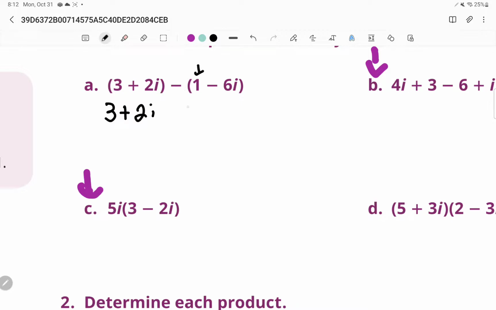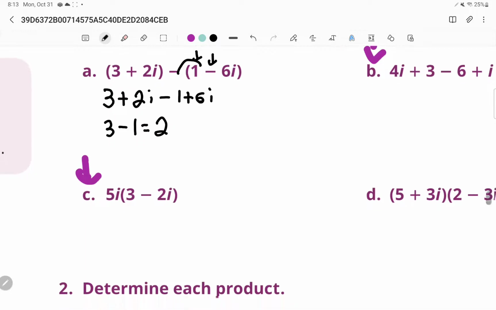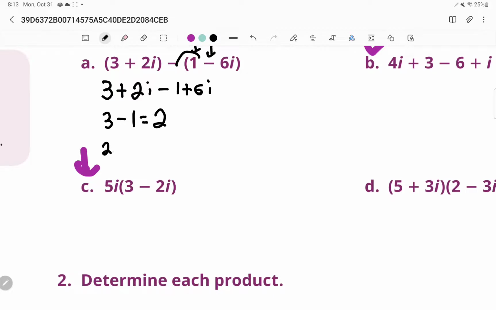Now, this is a positive 1, so whenever I distribute the negative, it's going to become -1. And then this guy is going to become plus 6i. Now we have everything we need. Now we can solve the problem. I want you guys to go ahead and put your real numbers together, and then put your imaginary numbers together. So I'm going to do 3, then -1, so that becomes 2. Now we're going to do the other one. So 2i plus 6i is equal to 8i. Now we have both of my answers.